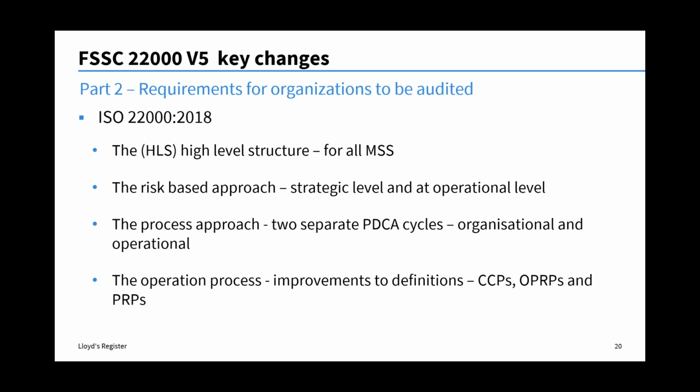There is a clear description given on the differences between key terms on critical control points, operational prerequisite programs, and prerequisite programs. ISO 22000 2018 includes improvement to definitions, and these now align with the Codex Alimentarius definitions also. So that is about ISO 22000 2018, and this is the most important change in the FSSC 22000 version 5.